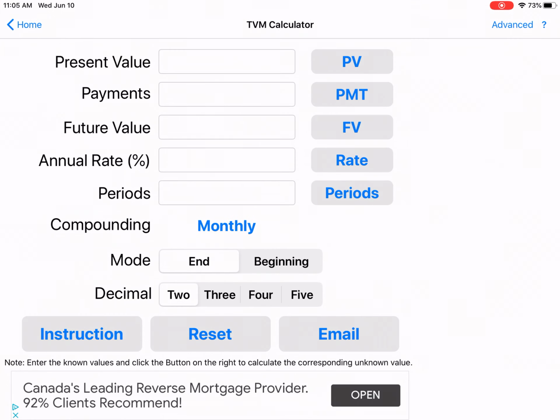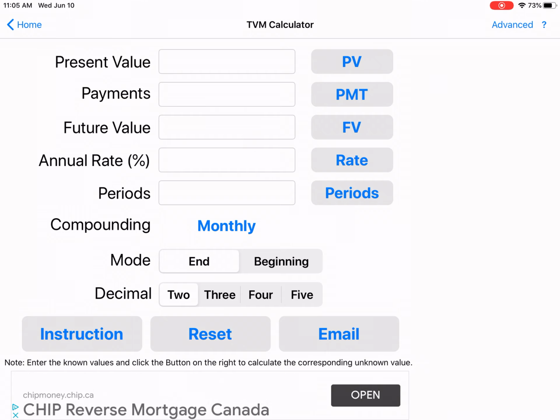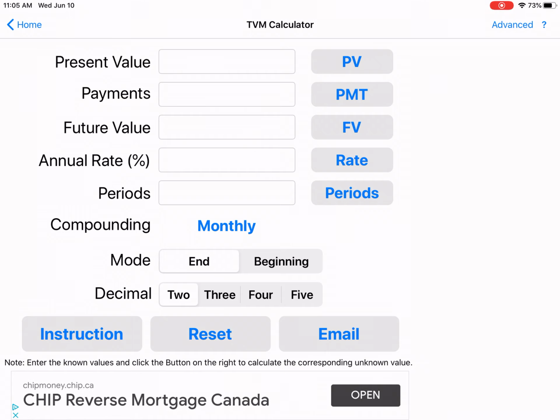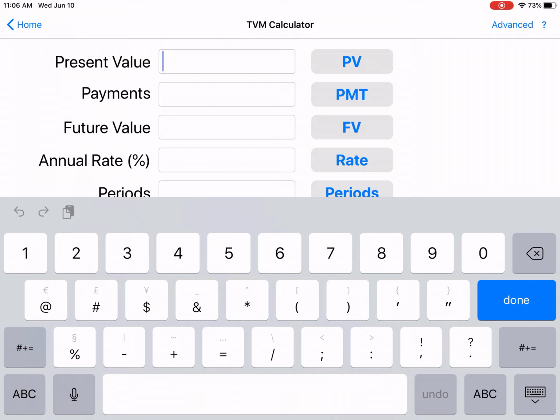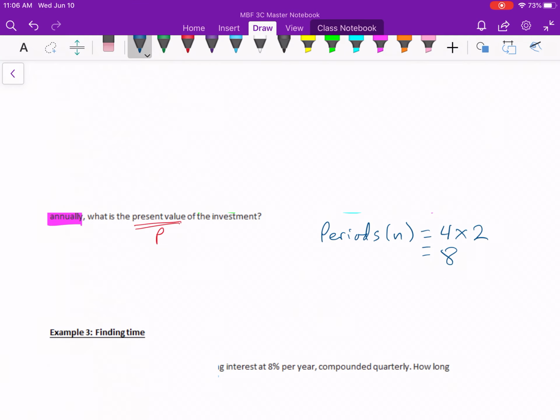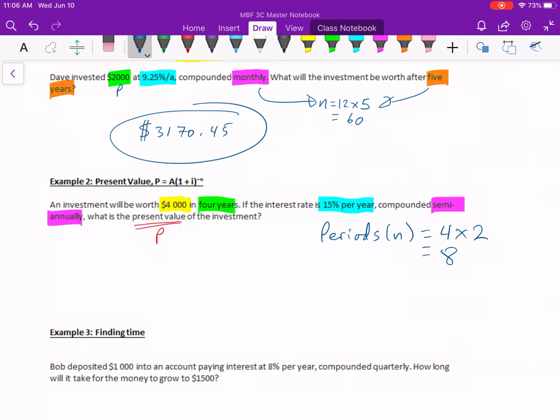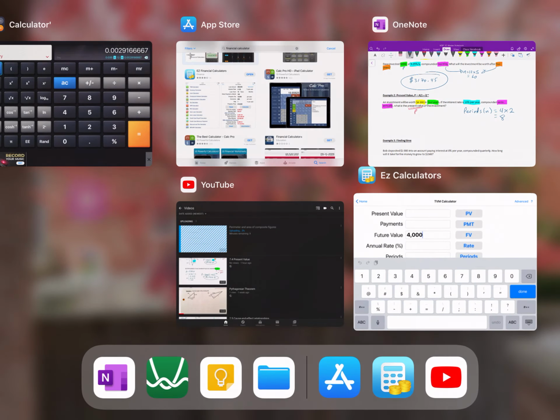All right, so it was 4,000. No, sorry, present value is what I'm trying to find. My bad. So it'll be worth 4,000 in 4 years. So that's the future value, 4,000. Interest rate is 15%. Just make sure I'm looking at the right one. 15%, 4 years, semi-annually. All right.